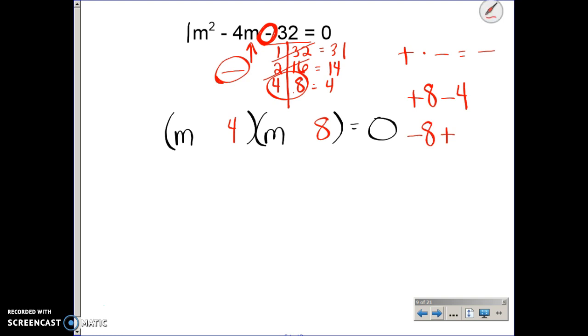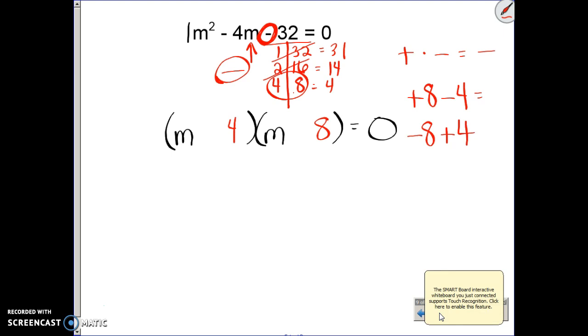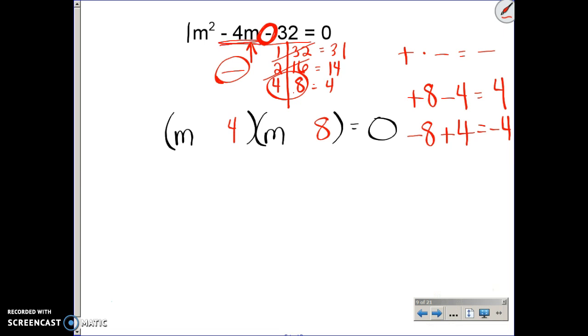Okay, computer's kind of lagging, that's why it's not showing up. There we go. Alright, well, positive 8 minus 4 is positive 4. Negative 8 plus 4 is negative 4. What am I trying to get? I'm trying to get negative 4, so this is my answer.